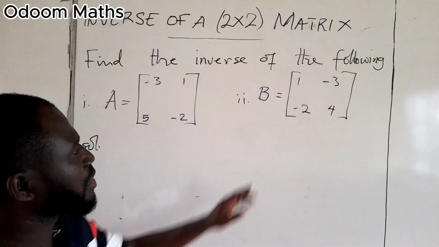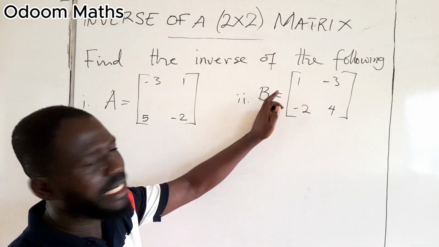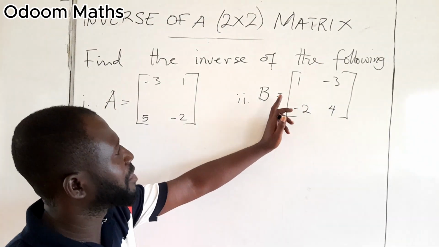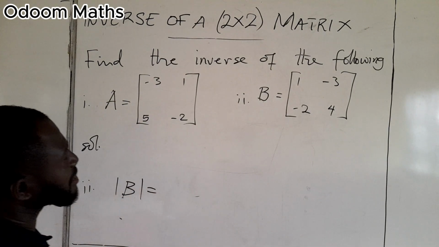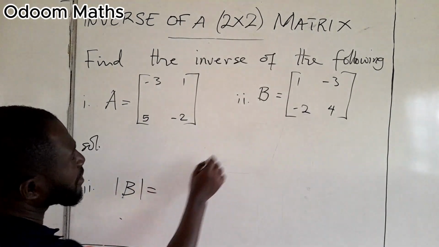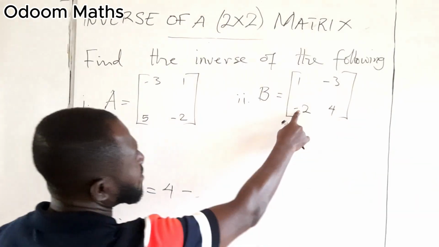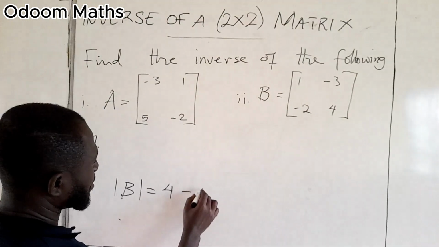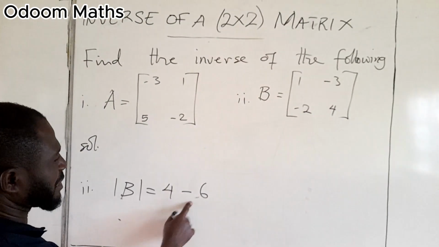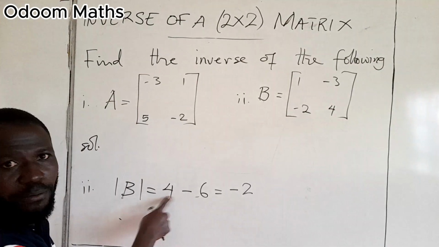Now let's look at the second example, matrix B. Before then, we need the determinant of matrix B. The determinant of B is 1 times 4, which is 4, minus negative 2 times negative 3, which is positive 6, so minus 6. This gives negative 2, that is 4 minus 6.